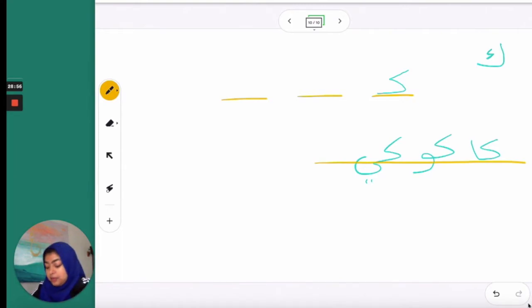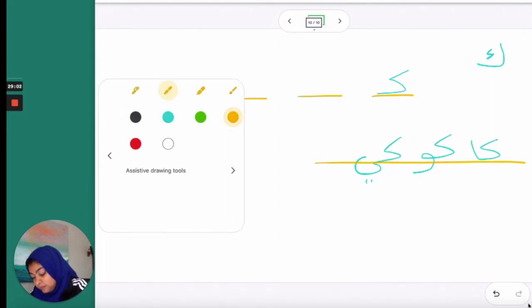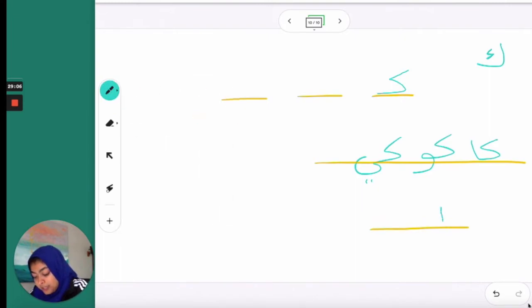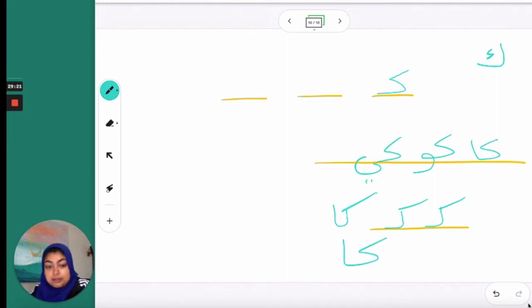Now, another way that you could write it initially that some people do is you could write it as a straight line and then come back and write the top over it like that. And that would be fine too. So in that case, if you wanted to write ka, you would write it like this, or you could write it like this. Okay. So it just depends on your preference.